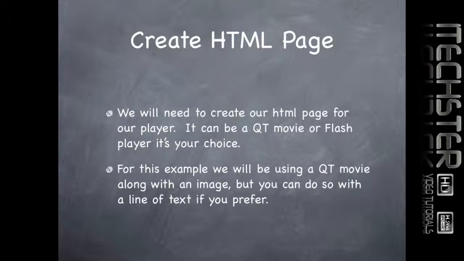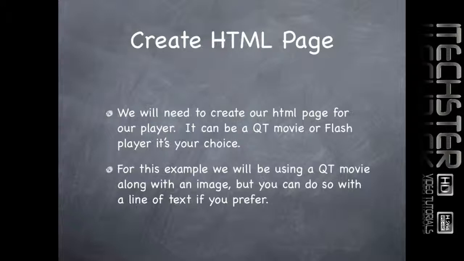We'll need to first create our HTML page. This page will include the actual player code however we choose to design it. Now it can be just a movie, it could be a flash player, a music file, pretty much whatever you want to be able to use, so long as the ShadowBox supports it.